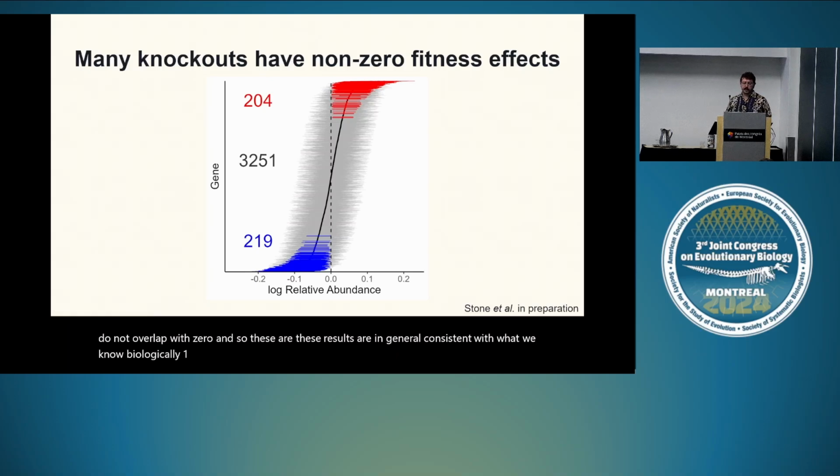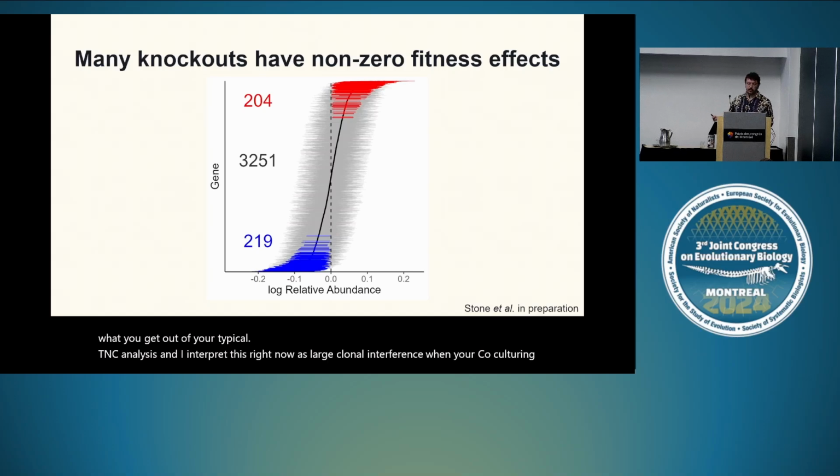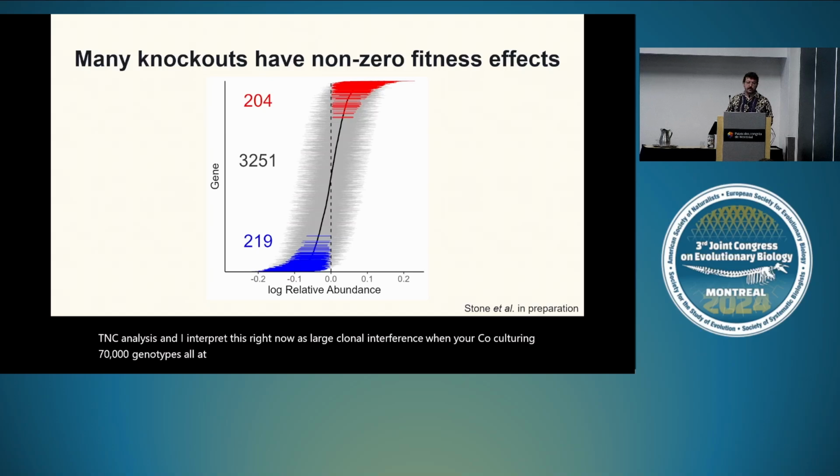One thing to note, these values are about an order of magnitude lower than what you get out of your typical frequentist Tn-seq analysis. And I interpret this right now as large clonal interference when you're co-culturing 70,000 genotypes all at once. And I also expect that simulations will show that since the data are so noisy, taking just a simple summary like a mean will still greatly overestimate the fitness effect of each gene.